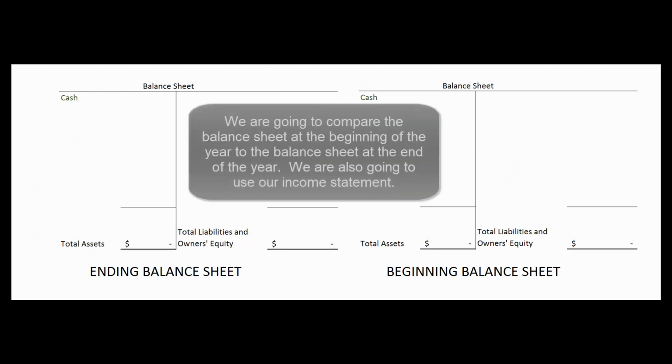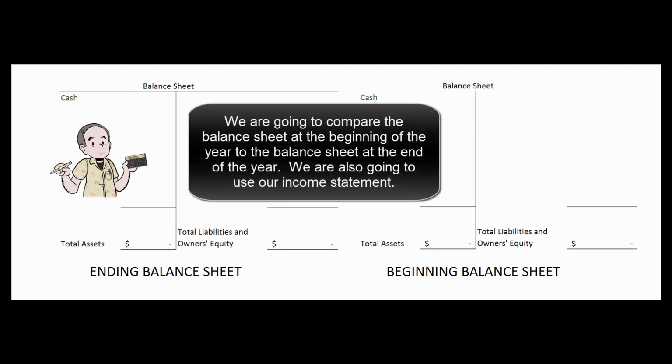And the way we're going to solve this puzzle, since we don't have the accounting cycle to guide us through creating the statement of cash flows, is we're going to look at our balance sheet at the end of last year, which is the beginning of this year, and the end of this year, and we're going to look at changes in those items. We're also going to look at our income statement when it comes to creating the operating section of the statement of cash flow.